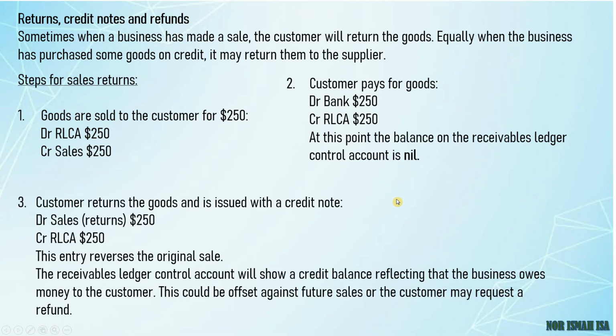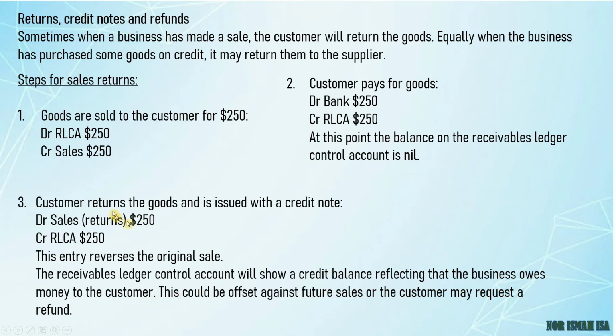And the second step, the customer returns the goods, and is issued with a credit note. So this is not being paid but being returned. The transaction entry is you will debit sales or sales return $250, credit receivable ledger control account. This also you have already done before. So this is the reversal of the original sales. The receivable ledger control account will show a credit balance, reflecting that the business owes money to the customer.